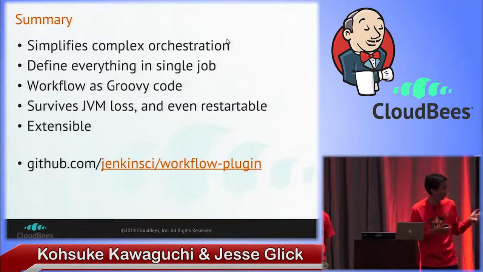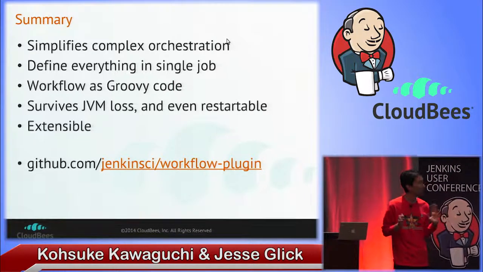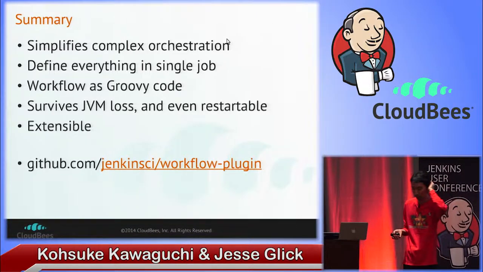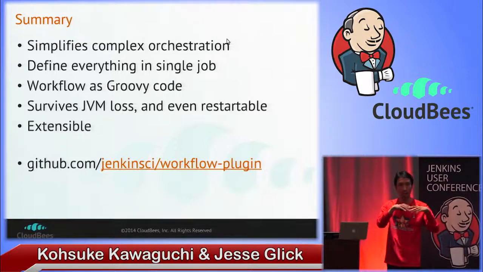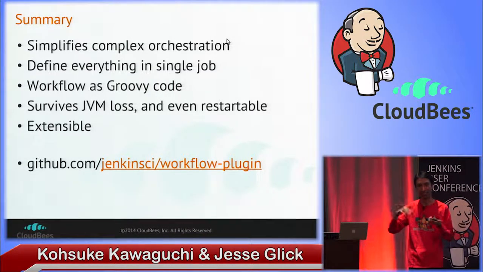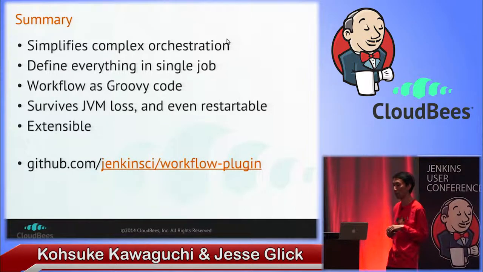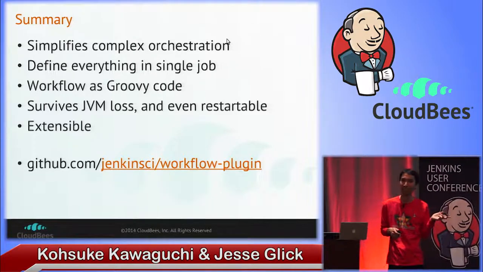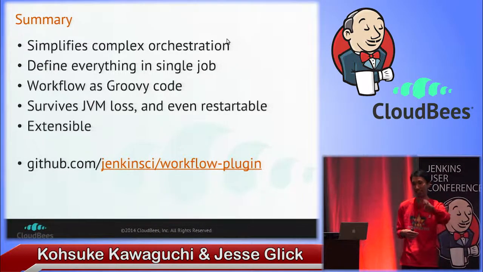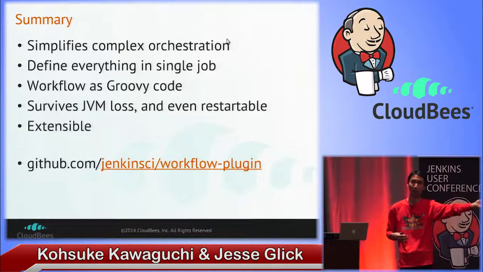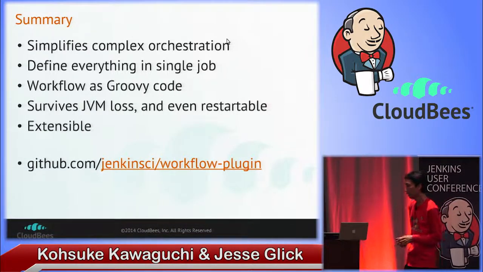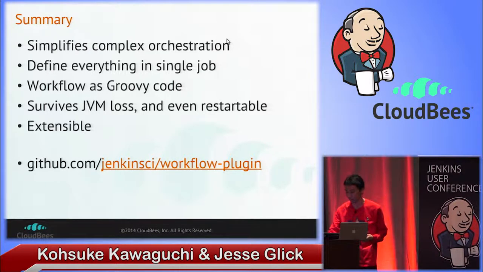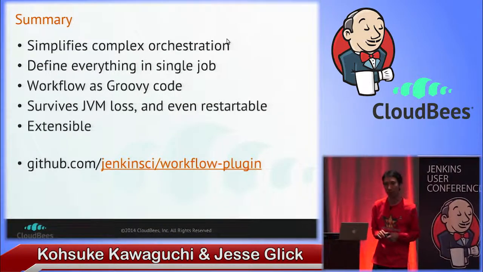So to wrap it up, workflow is here. It kind of works. It really simplifies complicated workflow orchestrations. It lets you define everything in a single job as a text file, in ways that you know how to handle. It helps you run for a long time, survives JVM loss, and it even helps you interact with humans. As with everything else in Jenkins, it's highly extensible. So the next phase of development involves encouraging the plugin developers in the community to build on top of it. That's the slides that we prepared. If you have any questions, we'd be happy to answer.